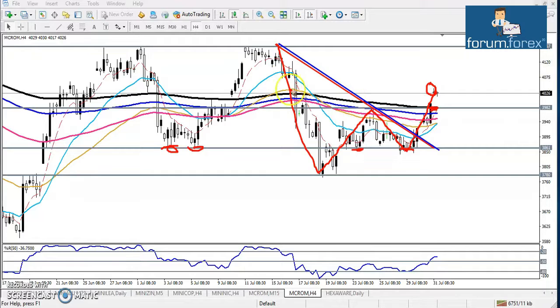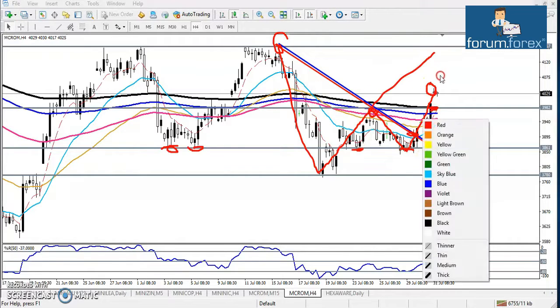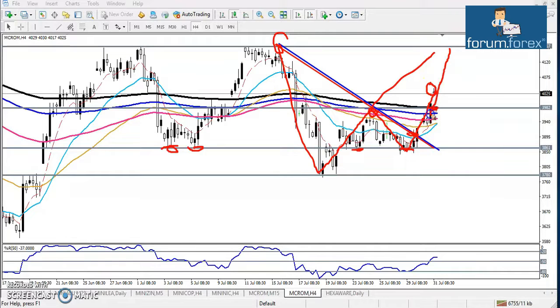I just connected the previous higher point and the higher point and their trend line breakout point, and now you can see they're forming a butterfly pattern. So it will be like that. It will be a butterfly pattern, right? So our next target will be showing here, right? Our next target according to Fibonacci extension.